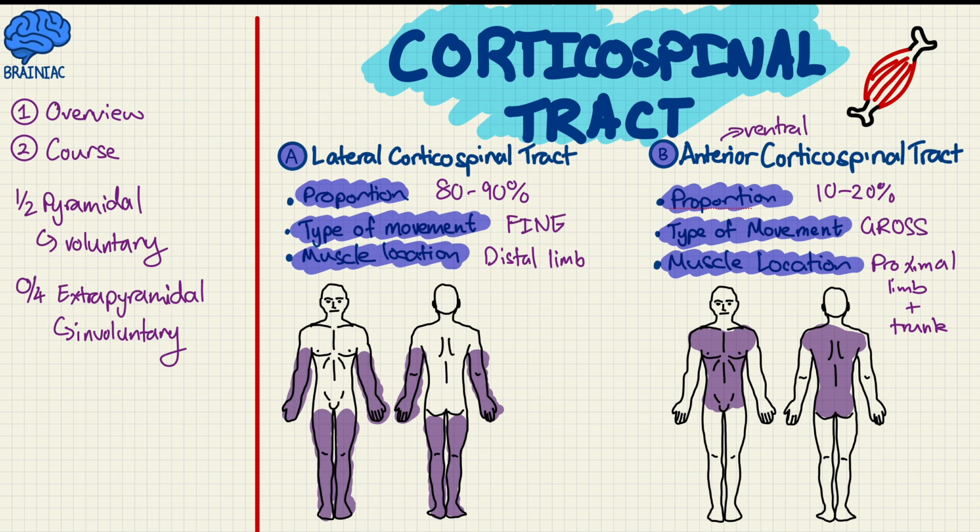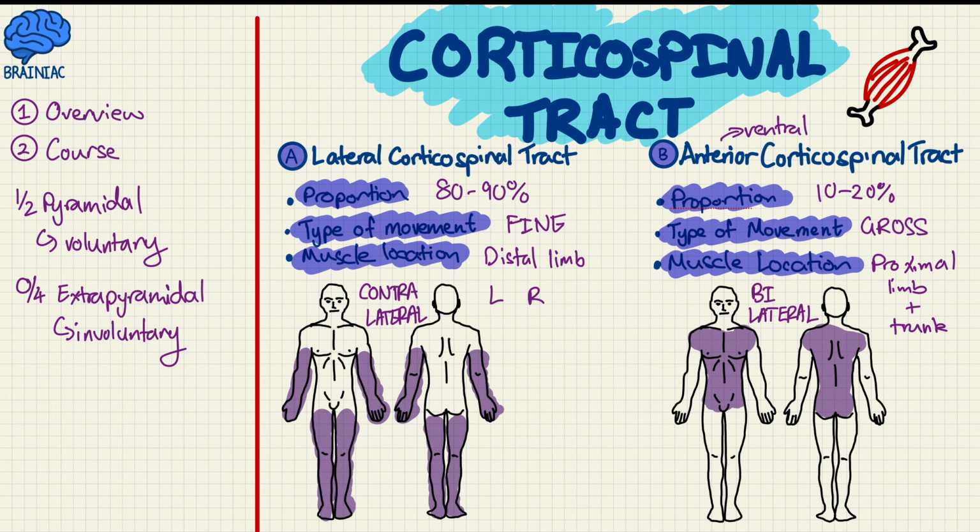Now, one other very key important difference that I want to cover before we move on to looking at how these tracts course is that the lateral tract gives us what we call contralateral innervation. Whereas the anterior tract gives us what we call bilateral innervation. Now, what do we mean by this? So remember that the lateral and the anterior tracts are both paired structures. You have one on your left side and you have one on your right side.